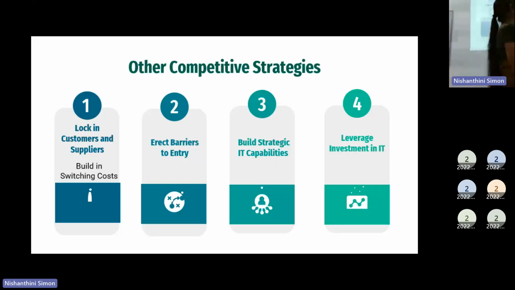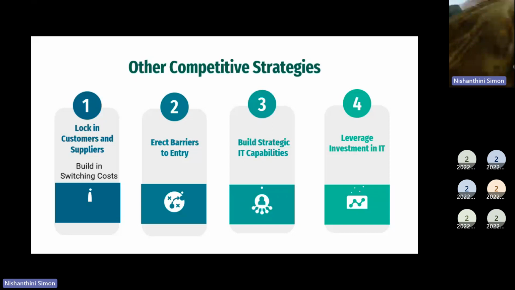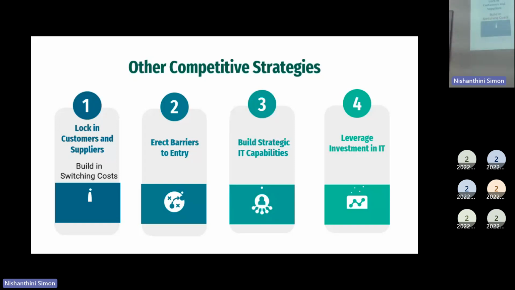Or what we can do is, directly with IT, we will be able to build strategic IT capabilities in our products or in our services. We will be getting the support of strategic IT. So that is also one strategy where we will be able to gain a competitive advantage against these forces. Maybe with the substitute product, we will be able to overcome that challenge.